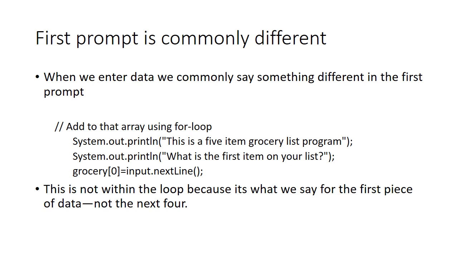When we enter data to an array, we commonly say something different in the first prompt. For instance, give me the first piece of data. In the next prompt, we might say, what are the next pieces of data? For that reason, I've pulled the first prompt out of the loop and kept it before the loop. And then the input below it is for the very first data item.